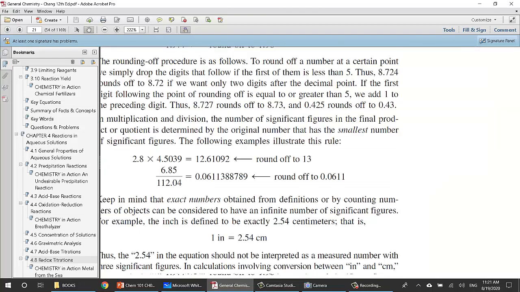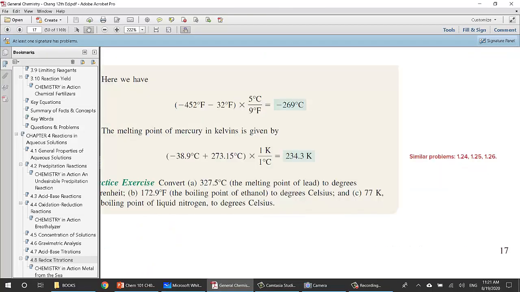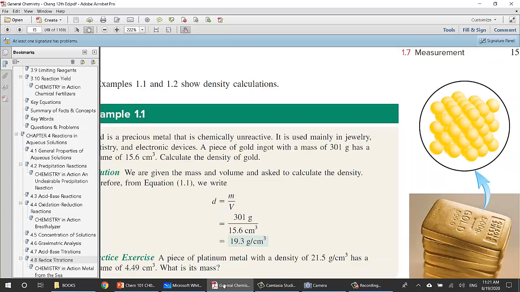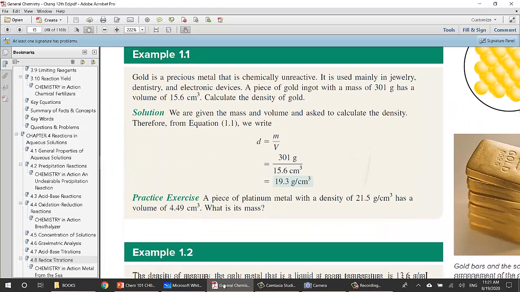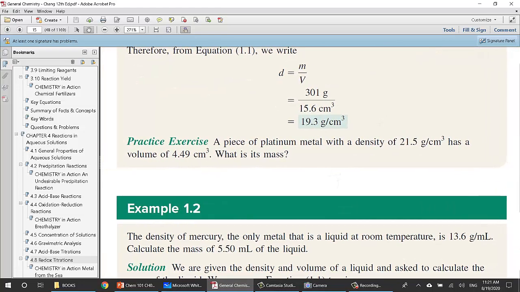1.1 in the book, I'm just going to show you a better way to study here. If you scroll to example 1.1, this is the example. It's solved already in the book, but the most important thing is that the example is followed by a practice exercise. Here it says a piece of platinum metal, so and so. So it's always good to solve these practice exercises right after the class, so you practice solving exercises and the idea gets direct to your head.